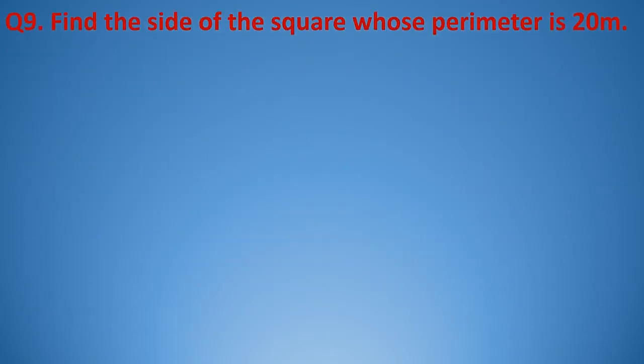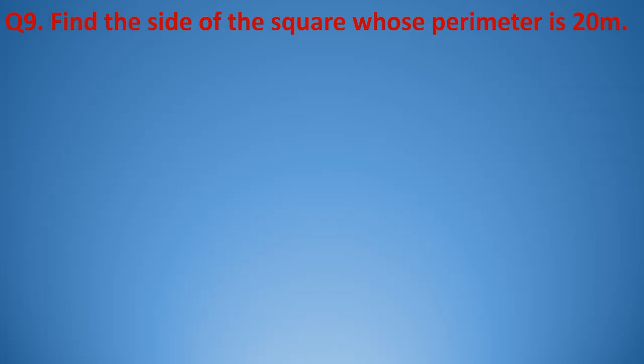See question number 9. Find the side of the square whose perimeter is 20 meter. Now in this question you have to find out the side of a square. Okay, perimeter is given to us, 20 meter.